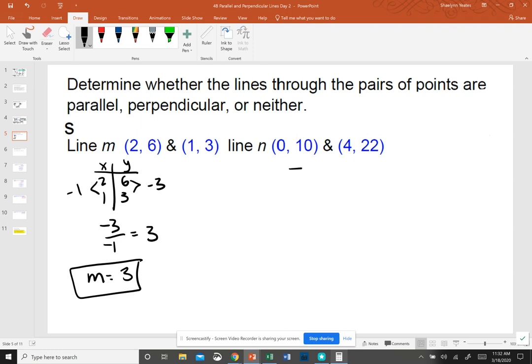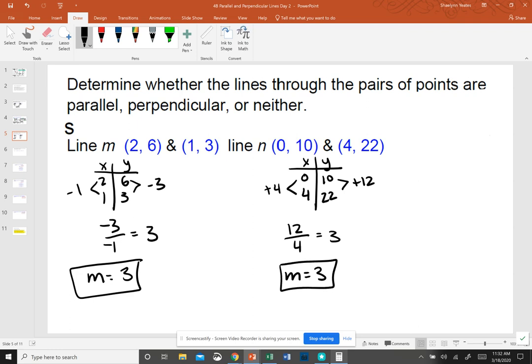Okay, so let's take a look at this one. Here's my x, here's my y. So I've got 0, 10, and 4, 22. This went up by 4. This went up by 12. So now if I do 12 divided by 4, I get 3. That means my slope is, in fact, 3. Now, this is where we have to be careful because they could be parallel or they could be the same line. So now we have to check.